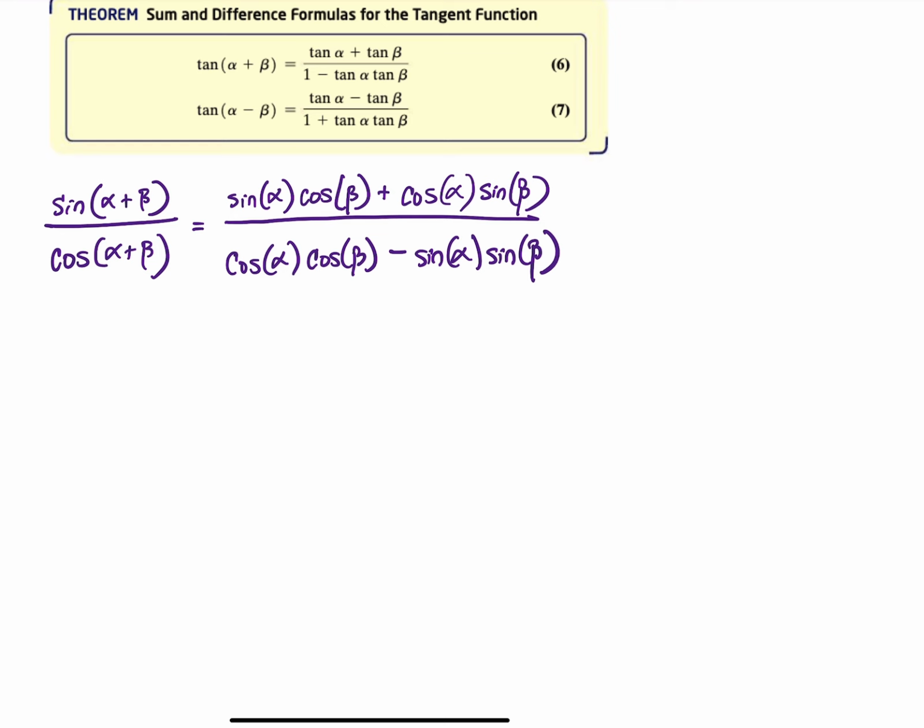So what can we do from here? Well, let's keep in mind that we want to produce some tangents. So for a tangent, we need sine over cosine. And we also want a 1 in that denominator. Basically, we want a 1 in this position in the denominator. So the trick here is to multiply the numerator and denominator by 1 over cosine alpha cosine beta.